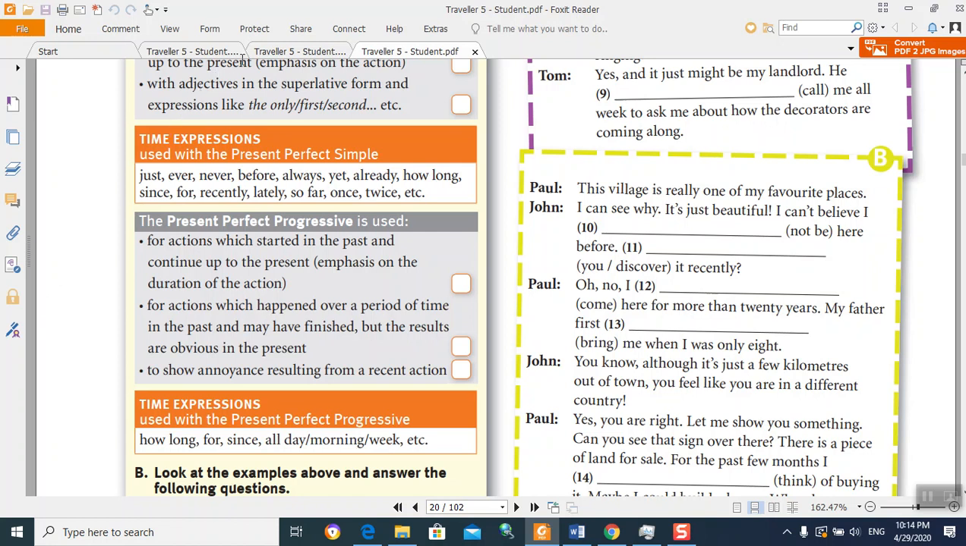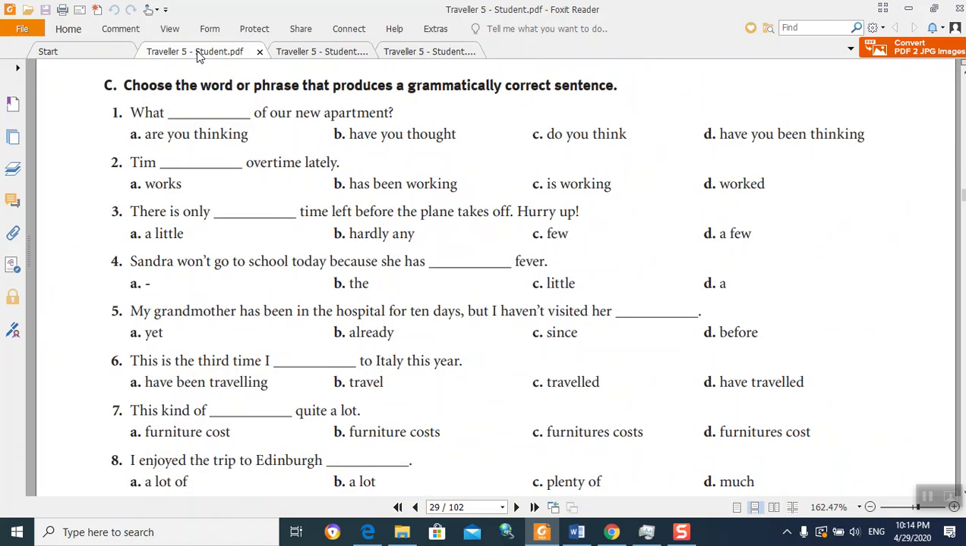Now let's go and see some of the questions to answer in your student's book, page 28. Look here and see what the answers are for these grammar points we already have revised quickly in your student's book, page 28. The first sentence says, what of our new apartment? Always when you see a space, you should think about the verb. Is it a verb? Is it a noun? So it is a verb, it is grammar.